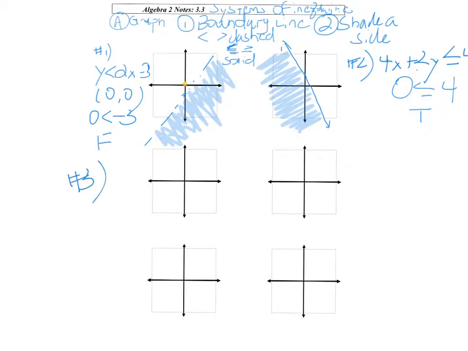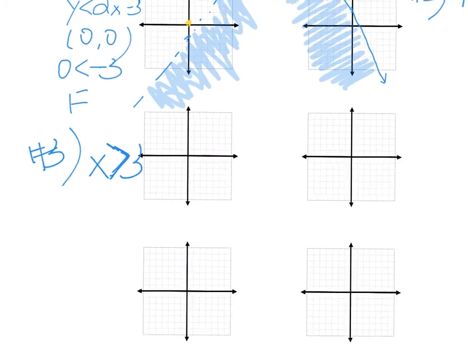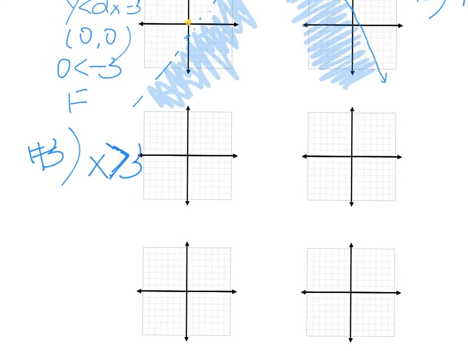All right, number 3. Let's do this one. X is greater than 3. X is greater than 3. Is it? Good. Do you remember what kind of a line x equals 3 is? You're right. It's a vertical line. Is this going to be dashed or solid? Dashed.